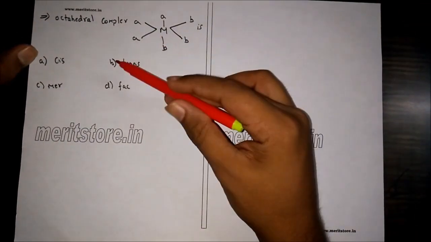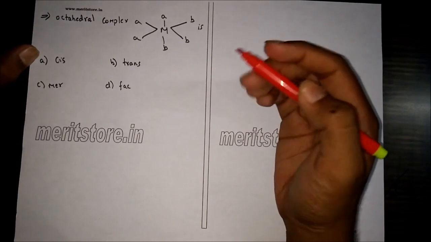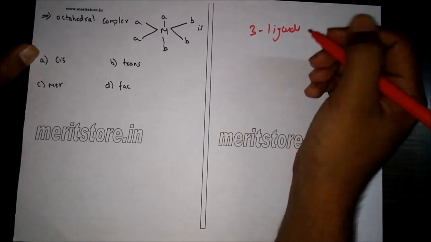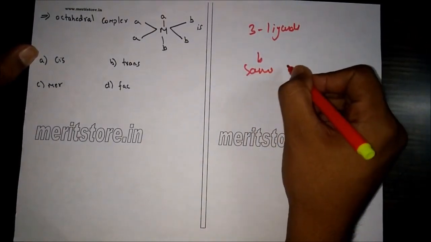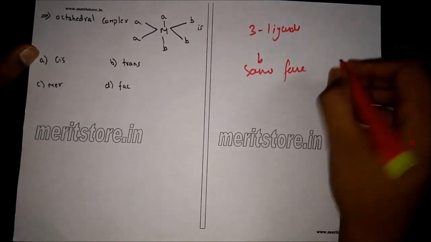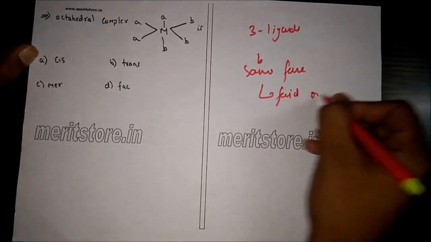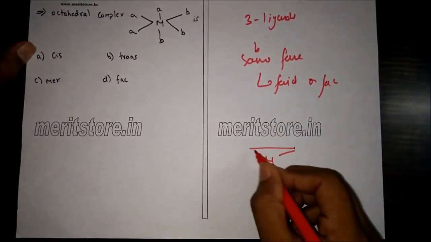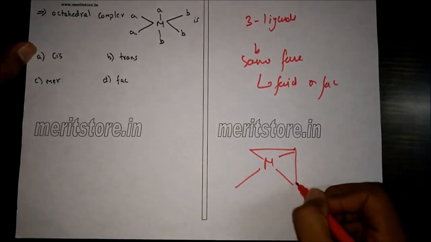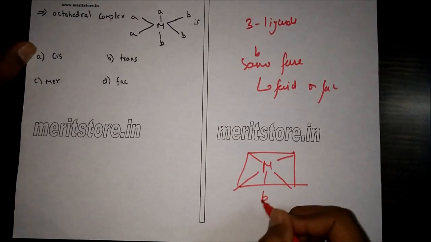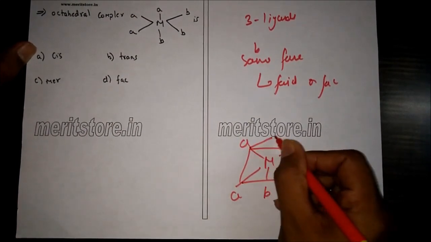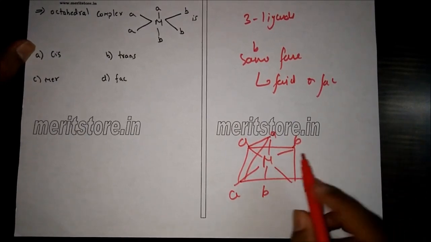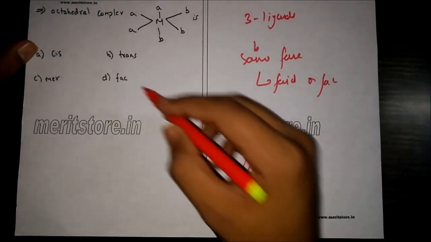The octahedral complex given here is either A, cis; B, trans; C, mer; or D, fac. Now, when three identical ligands are on the same side, the same triangular face of the octahedron, the isomerism is called facial or fac isomerism. In this complex, which can be drawn like this, three ligands are on the same triangular face of the octahedron. Therefore, the correct answer here is D, fac.